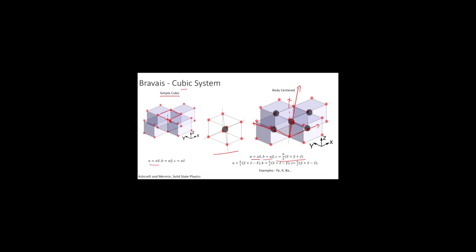And there are a few metals which crystallize in this particular orientation, which is called a body centered cube. You have one particular atom at the body center. Metals like iron, potassium, barium crystallize in this particular structure.